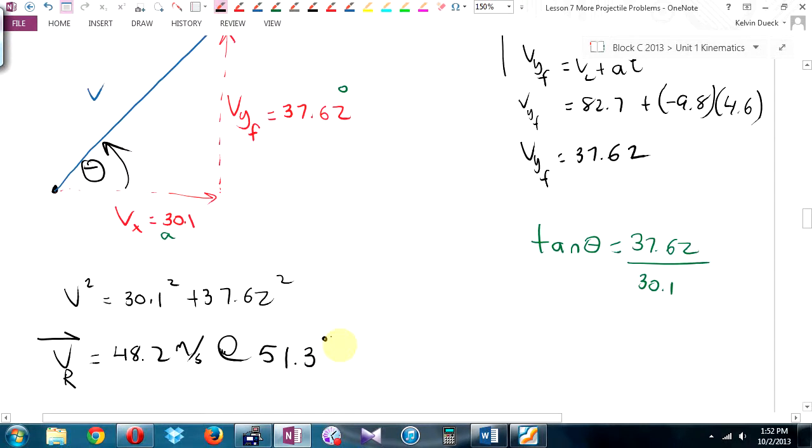Can I call that north of east? No. I won't take marks off if you do, but let's be accurate, because that's not north. How would I describe this? Vertical, horizontal. Above the horizontal.